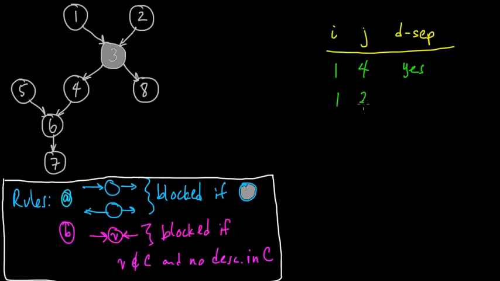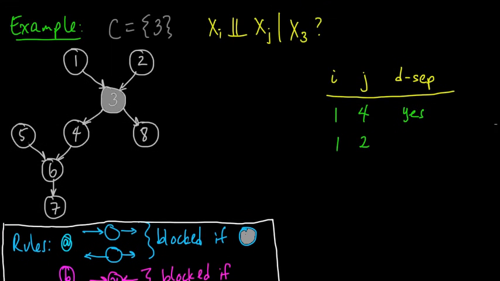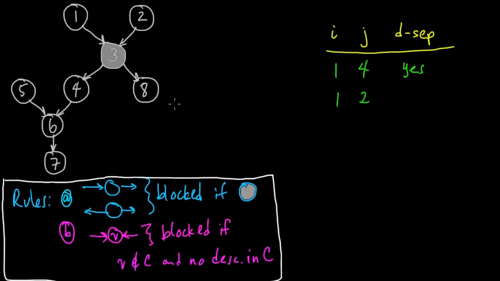Let's think about 1 and 2. So are 1 and 2 d-separated given C? Remember, we're always conditioning on 3 here. This is our set C. So for 1 and 2, since this is a tree, there's always going to be a unique path between any two vertices. So we only need to consider one path. That makes this a nice simple sort of graph to work with.